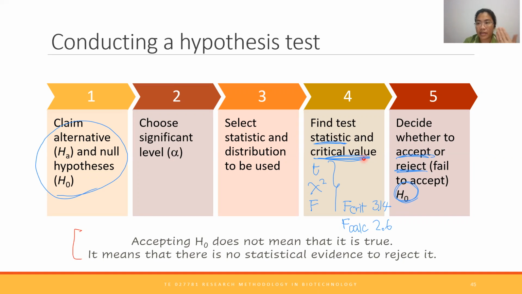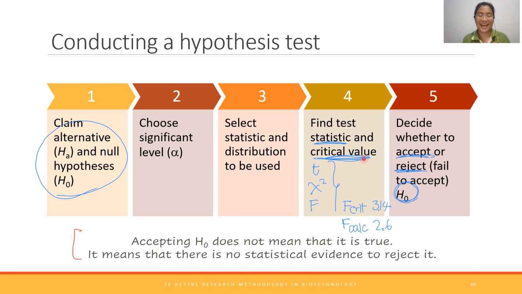But one thing that I want to say is that accepting H naught doesn't mean that it is true. Okay, it is not like right or wrong. Accepting H naught means that there is no evidence that we could reject it, because like I told you, doing a statistical test means that you are trying to find a way to reject H naught. You put up H naught and you put up the alternative hypothesis.